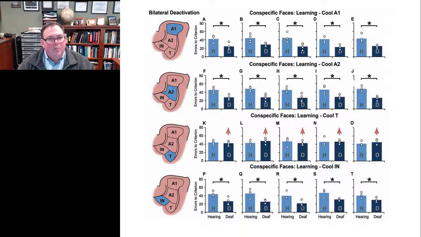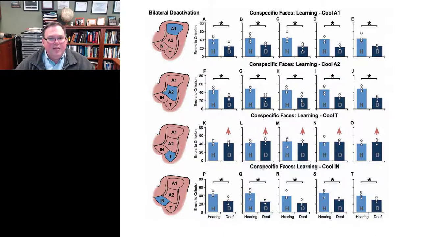The deaf animals are better than the hearing animals, or they have fewer errors to criterion. And similarly, you see that on the bottom line for IN. However, for this area T, on the third line from the top, you see that the advantage has gone away. There is no more performance advantage for these animals when you bilaterally deactivate area T. And the other areas don't seem to be making little, if any, contribution to this enhanced face discrimination learning.